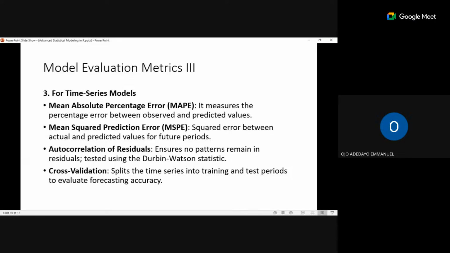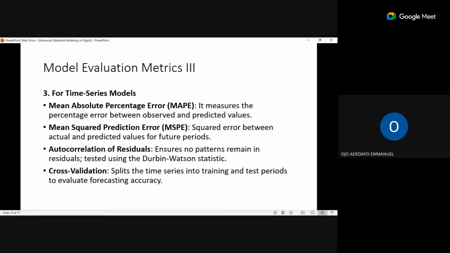All these things I'm mentioning, once you run them in your statistical software, it will produce all of this. Another one is the mean square prediction error: the squared error between the actual and predicted value for future prediction.